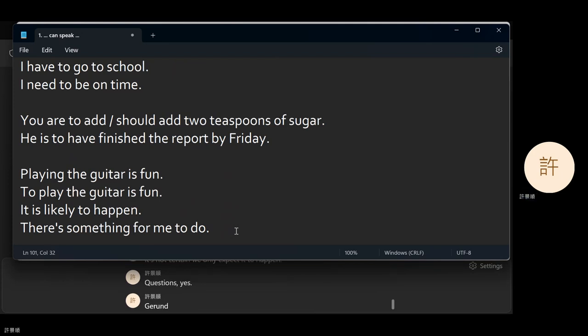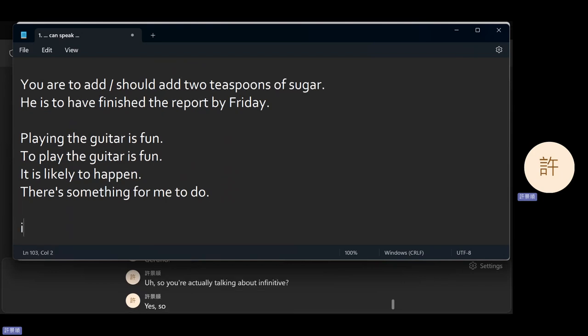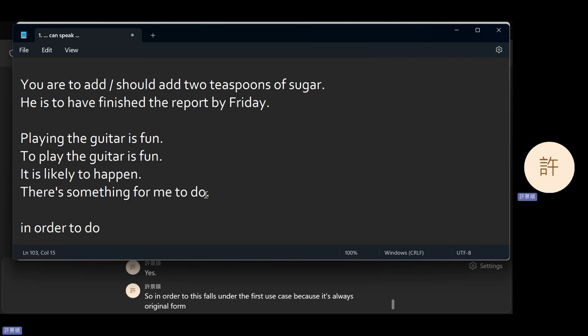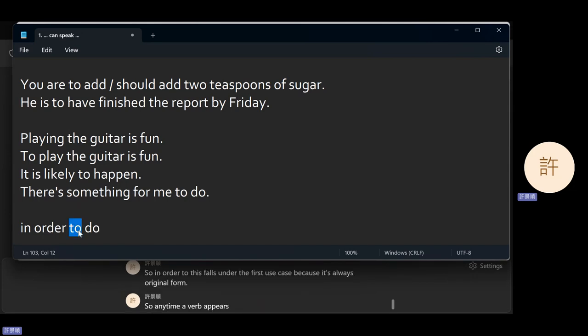Gerund. So you're actually talking about infinitive. Yes. So in order to, this falls under the first use case because it's always original form. So anytime a verb appears after to, it's always in the original form. Good. Other questions?